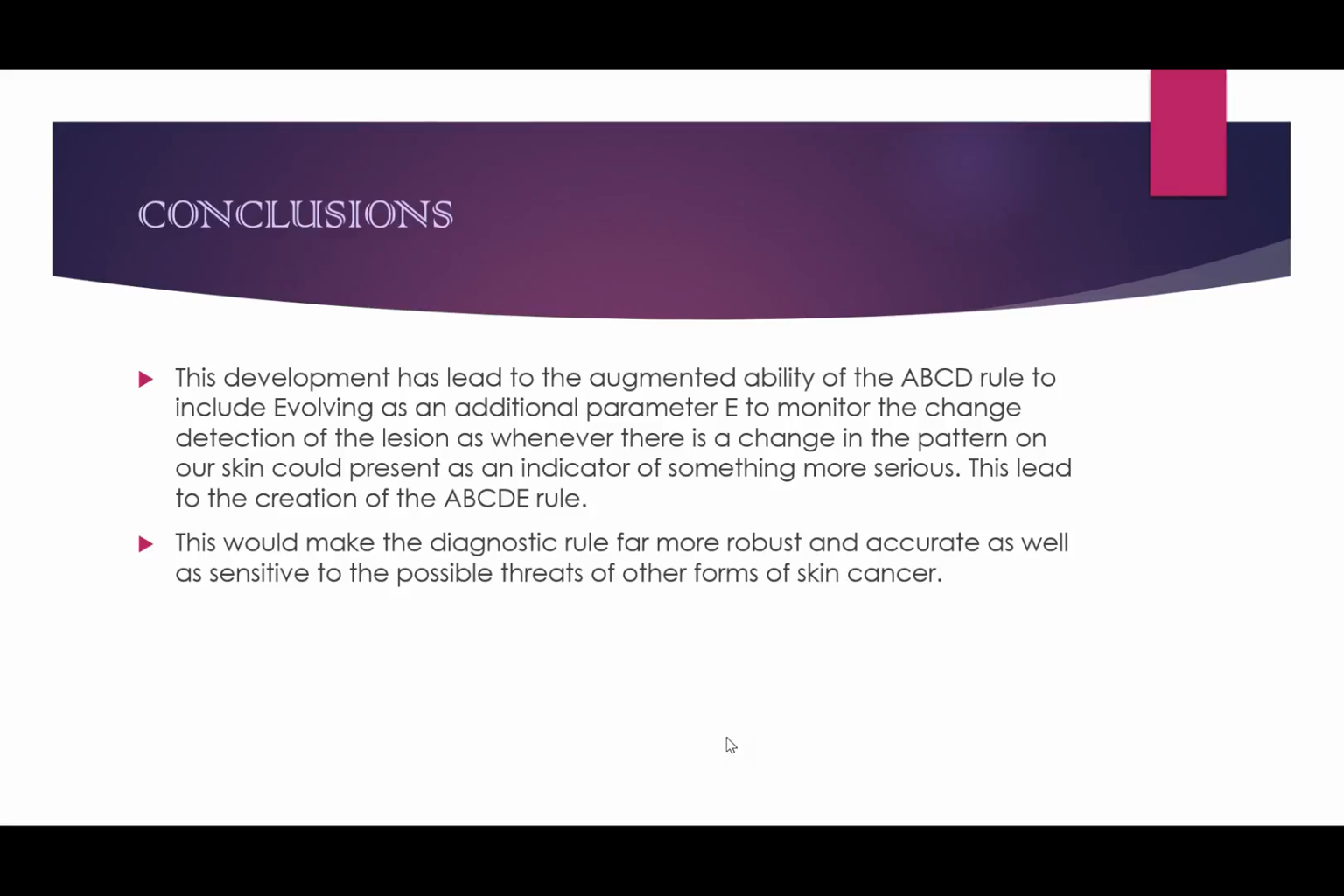Keeping this in mind, we have now modified the ABCD rule to make use of another parameter known as the evolving parameter, which is used to monitor the change of our lesion. If there is any change in our lesion from when it was first present to the following weeks or time periods which precede it, if there is any change in the pattern, it could be a sign of melanoma, which is far more reliable than having to wait for it to reach 6 millimeters, by which time it could quite possibly be too late and be more invasive.